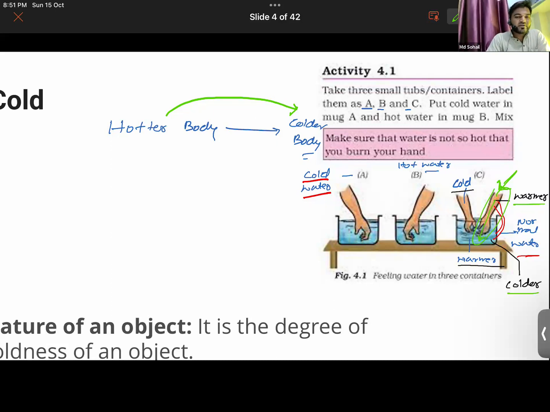Is the activity clear or not? Sir, yes, I am understanding. Getting it now? Okay. Yes.